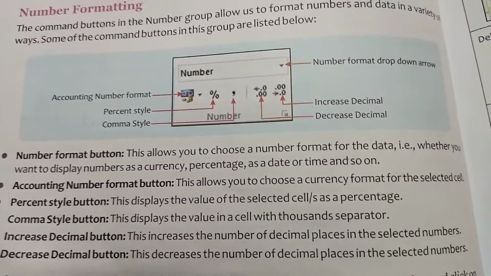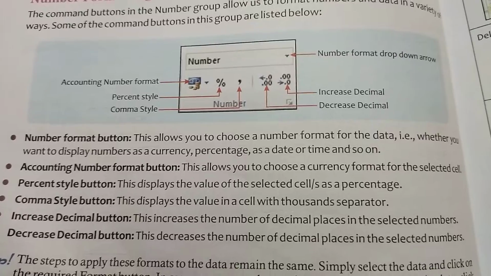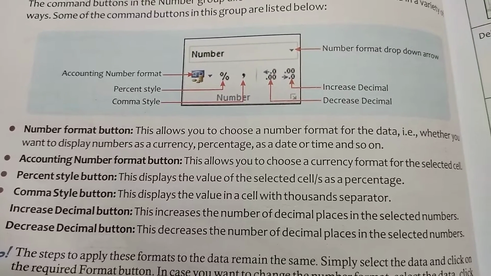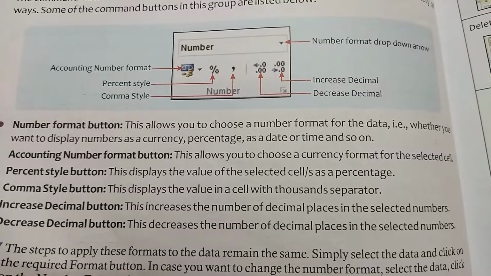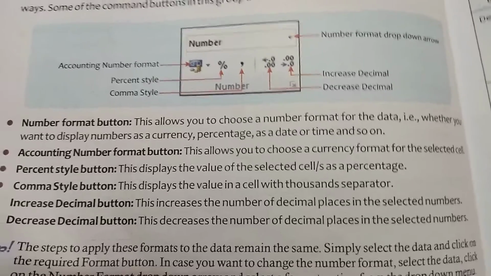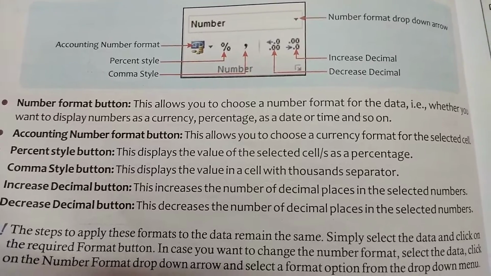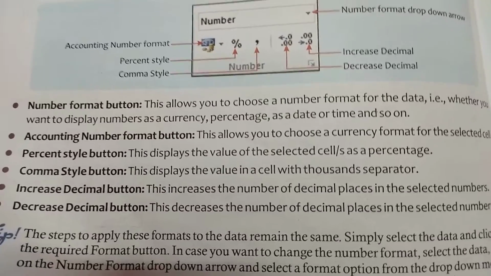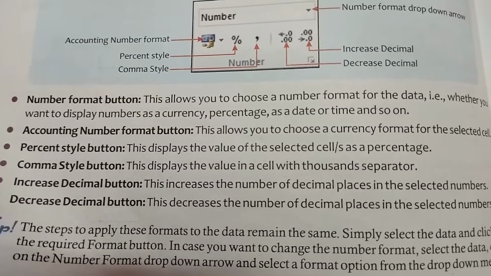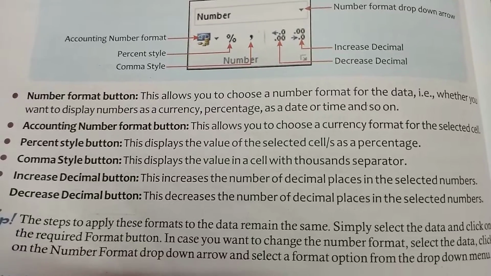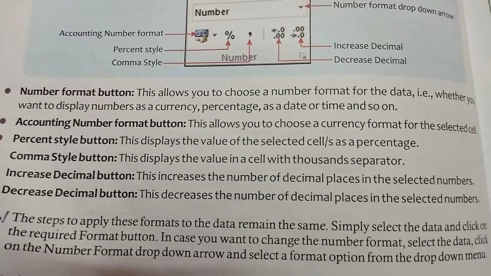The number format button allows you to choose a number format for the data, whether you want to display numbers as currency, percentage, a date or time, and so on. The accounting number format button allows you to choose a currency format for the selected cells. The percent style button displays the value of the selected cells as a percentage. The comma style button displays the value in a cell with thousand separators. The increase decimal button increases the number of decimal places in the selected numbers. The decrease decimal button decreases the number of decimal places in the selected numbers.